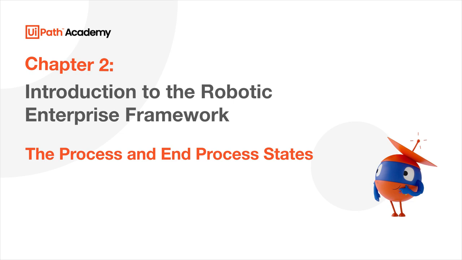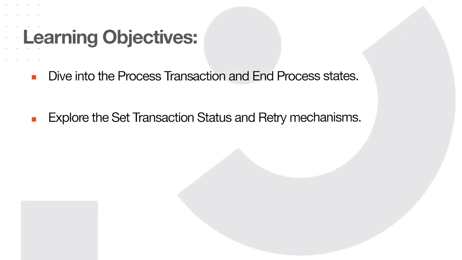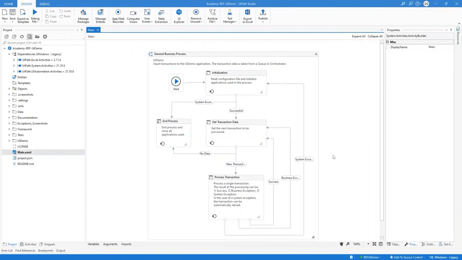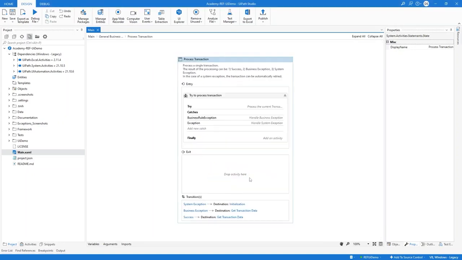Now that we've covered the get transaction data state, it's time to dive into the process transaction and the end process states. In this video, we'll also spend some time on the set transaction status and the retry mechanisms. Let's begin. As you can expect, the process transaction state starts with a try-catch activity.